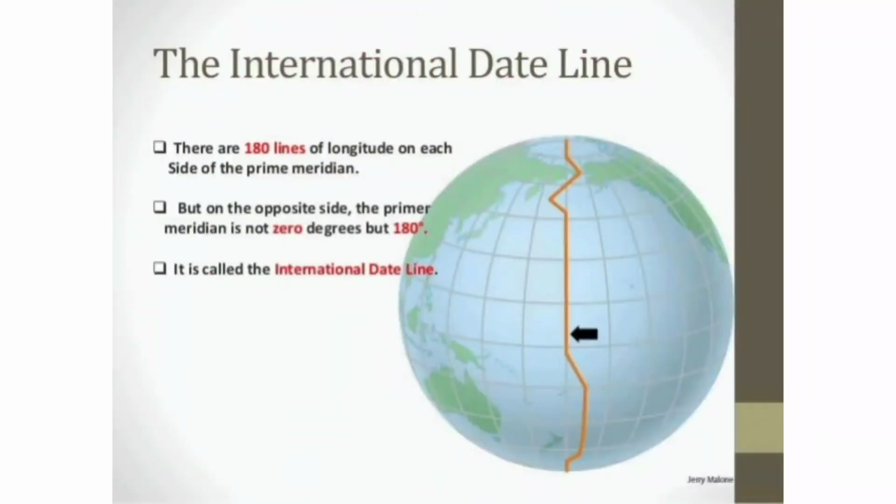The international date line. There are 180 lines of longitude on each side of the prime meridian. But on the opposite side, the prime meridian is not 0 degree but 180 degree. It is called the international date line.